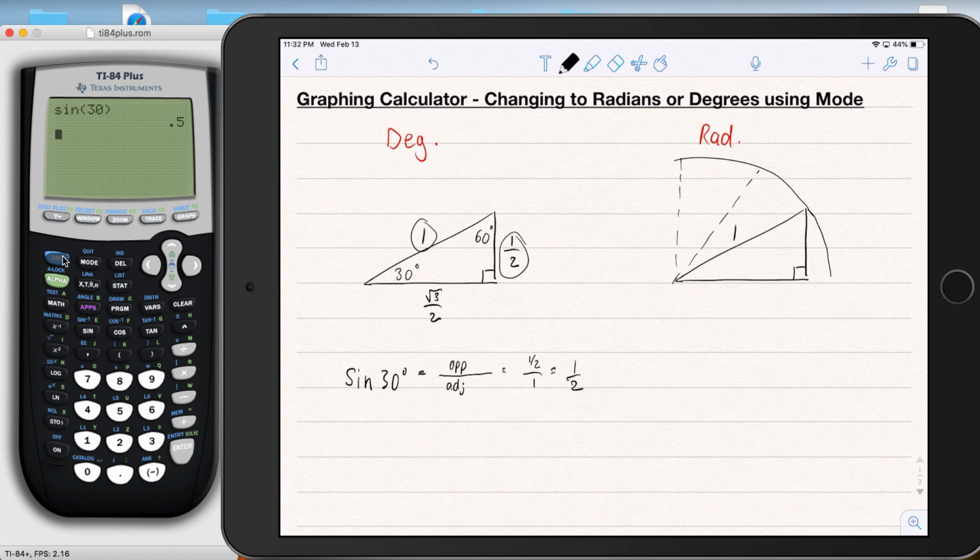Now, let's say I changed the mode and went to radians and did the same thing. I can do second enter to redo it, and that would give me a totally different answer because now we're not in degrees, but we're in radians. 30 radians is much larger than 30 degrees. And so let's kind of see how this would work in terms of radians.